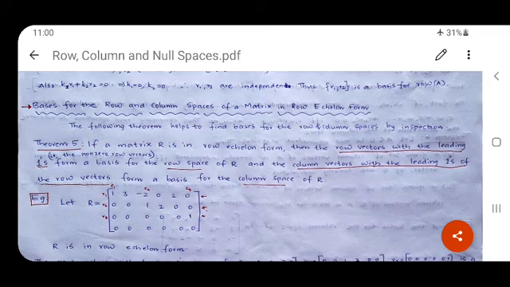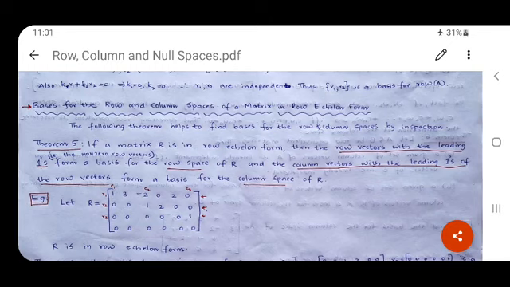Next is the basis for the row and column spaces of a matrix in row echelon form. By row reduction we can convert the matrix into row echelon form. So we have a theorem. The following theorem helps to find a basis for the row and column spaces by inspection. So here we see the row and column spaces just by inspection on the given matrix. And what we do is, of course, we reduce it into row echelon form.